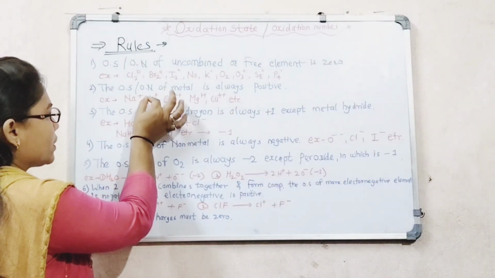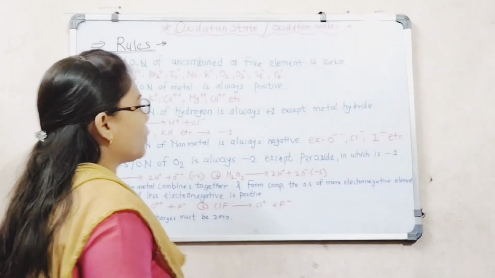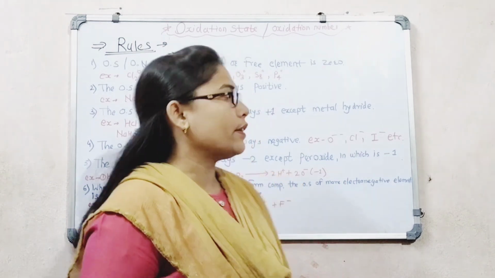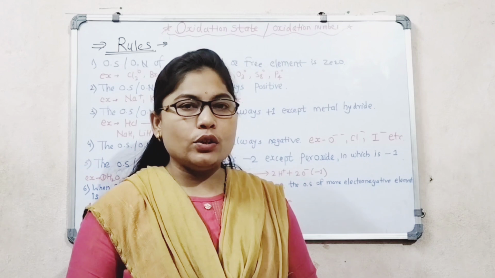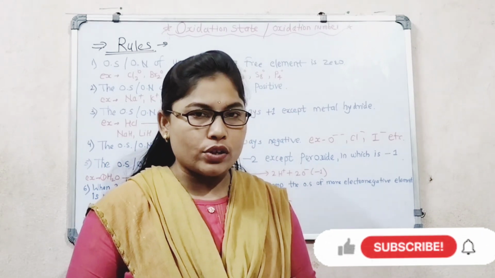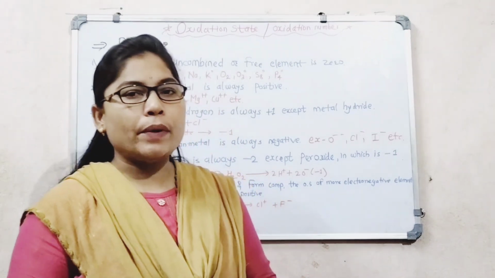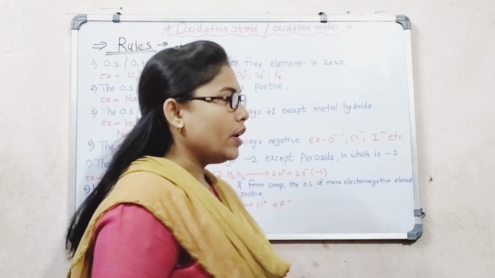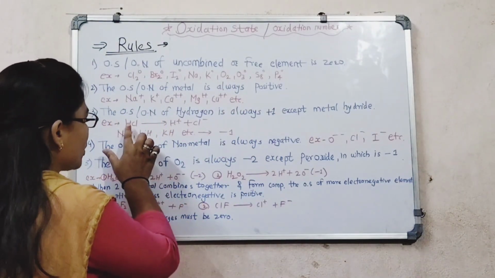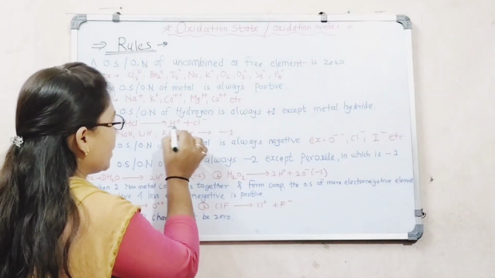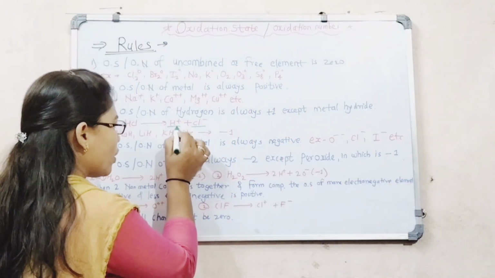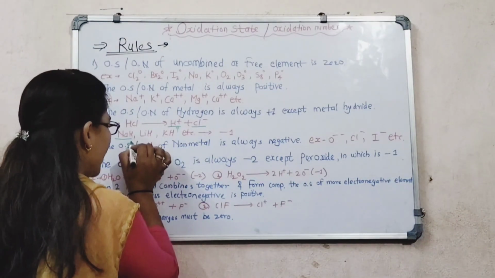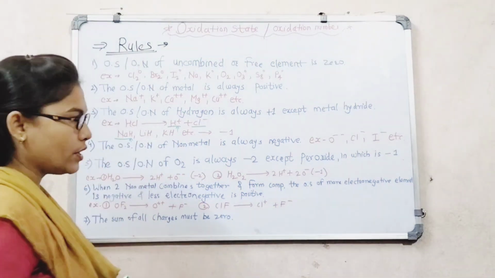For example, Na+, K+, Ca++, Mg++, Cu++, etc. These metals all have a positive oxidation state. Then the third one is that the oxidation state of hydrogen is always +1 except in metal hydrides, because in metal hydrides the oxidation state of hydrogen is -1. Let's see the example. After dissociation of hydrochloric acid, we get H+ and Cl- ions. Here the hydrogen has +1 oxidation state, but in metal hydrides the hydrogen has -1 oxidation state.